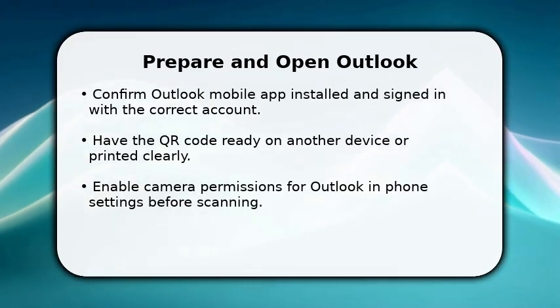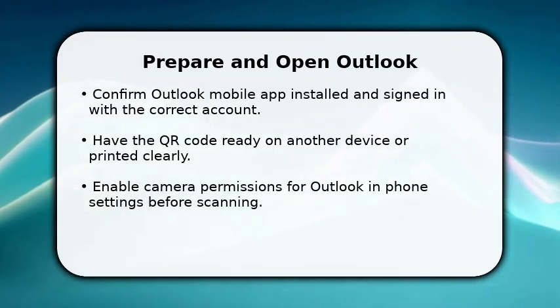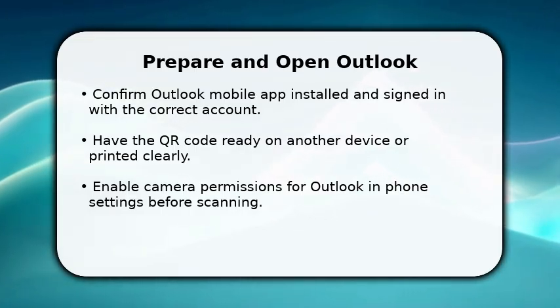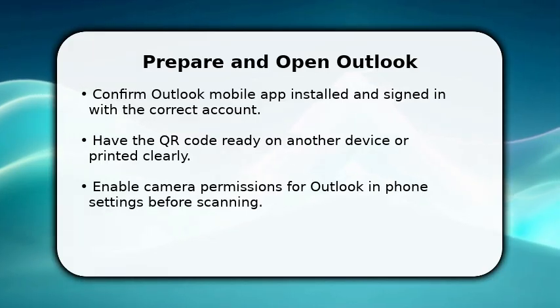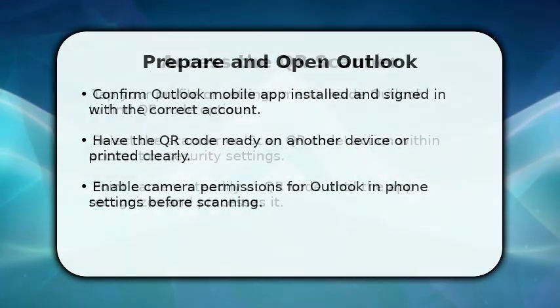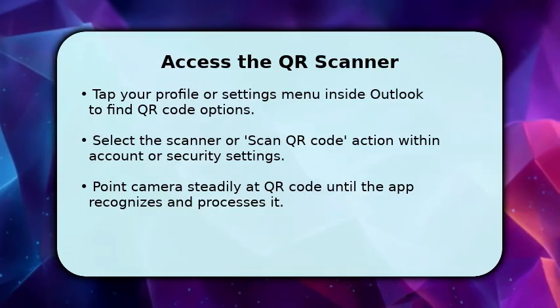Now locate the QR code on the other device or print out and position your phone nearby. This first step removes permission roadblocks and prepares the app to detect the QR code quickly, saving time when you actually scan.